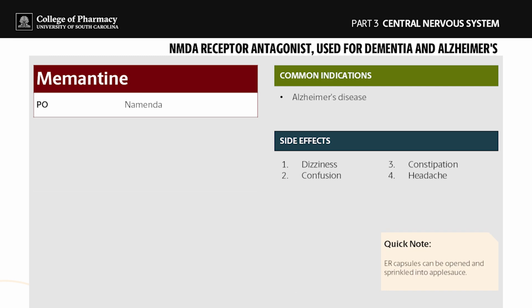We're going into another class of drugs, the NMDA receptor antagonist used for dementia and Alzheimer's. Memantine is the generic name for Namenda. I can remember that because memantine, the N, Namenda. And you can remember that by remembering maybe the name, if you can remember your name, memantine. Some of the side effects of this drug: dizziness, confusion, constipation, headache. And this drug can be sprinkled over applesauce or pudding. It's okay.